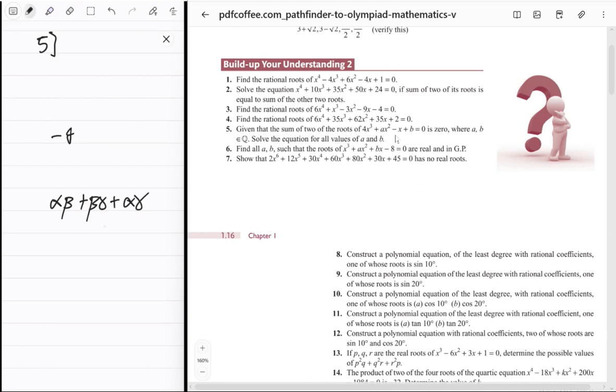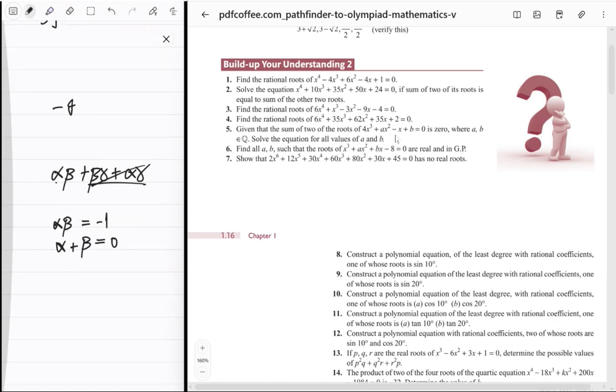You can actually just take gamma common, and that's going to be 0, so that's gone. Alpha times beta is... oh, you don't even have to ask me. Alpha beta is just equal to negative 1, and alpha plus beta is equal to 0, right? Do you have any idea how much that simplifies it?